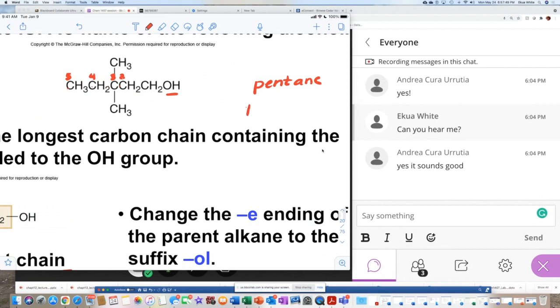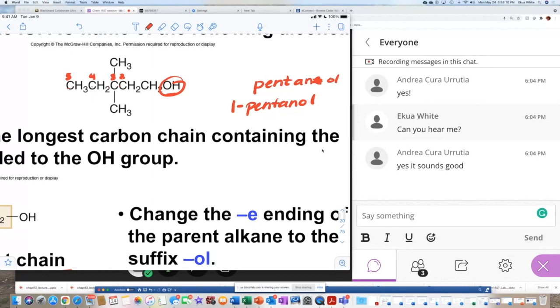So this becomes pentanol. Okay, replace the E with the OL. So pentanol. But we still have to say where this alcohol group is attached. It's attached to the first carbon. So we'll write here 1-pentanol.